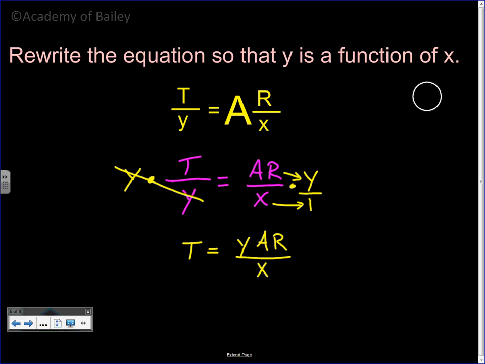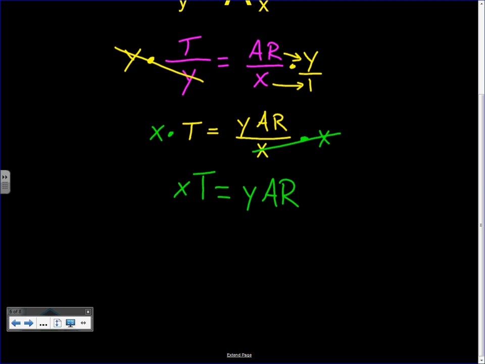So if I'm trying to get y by itself, I can multiply by x, right? Multiply both sides by x. The x's cancel, leaving us with x times t is equal to y AR. Yar! Trying to get y by itself still.